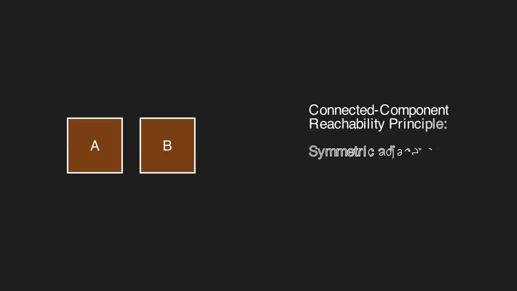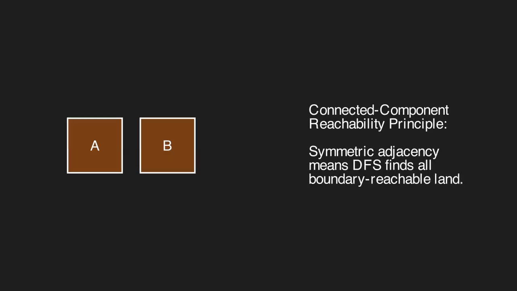The key theorem is the connected component reachability principle. If a depth-first search starts from every boundary land cell and follows every legal land edge, it visits exactly the land cells that can reach the boundary. This applies because land adjacency is symmetric. If cell A can move to adjacent cell B, then cell B can move back to cell A.